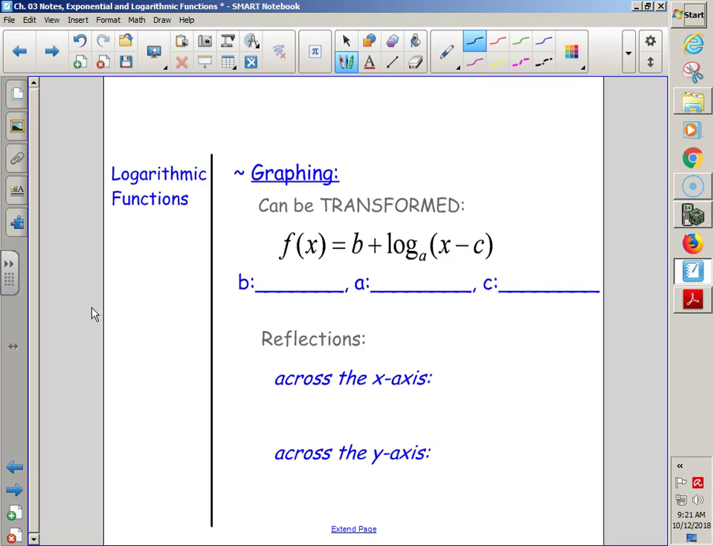Okay, add or subtract. What kind of transformation? We already talked about horizontal, vertical, but what's going on with the addition and the subtraction?